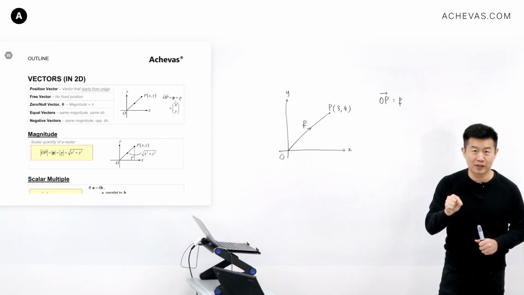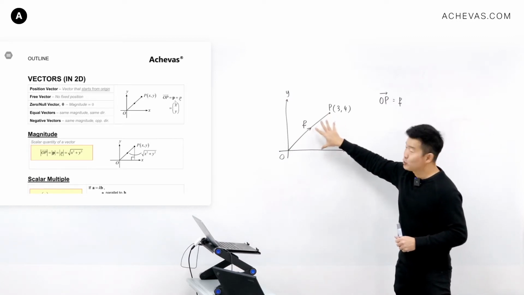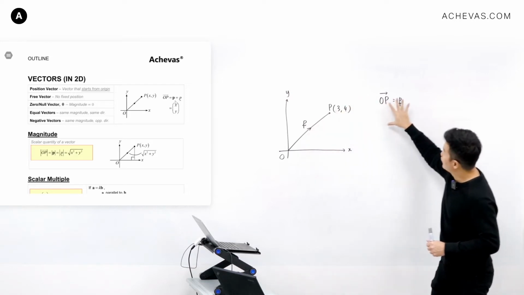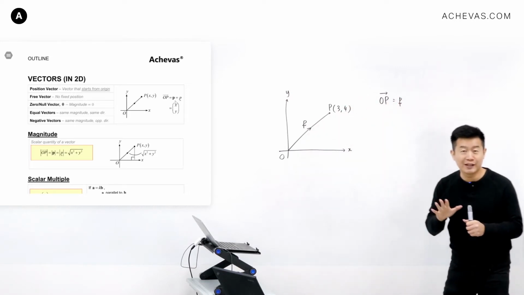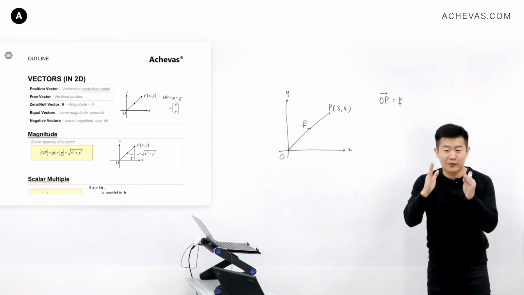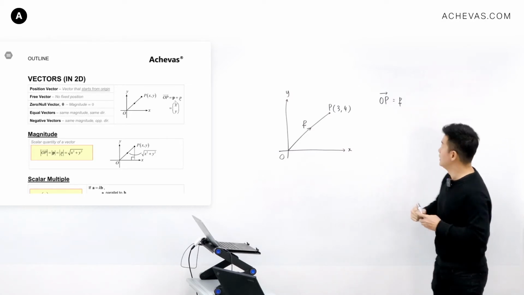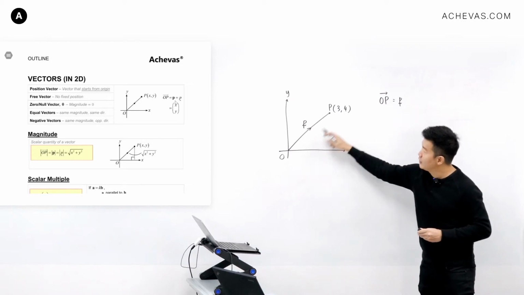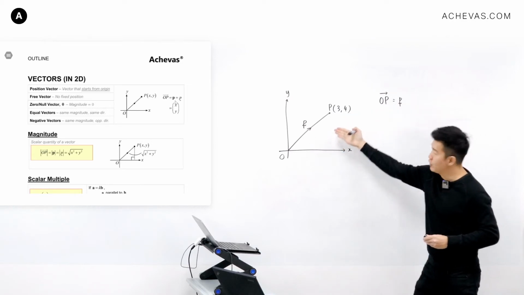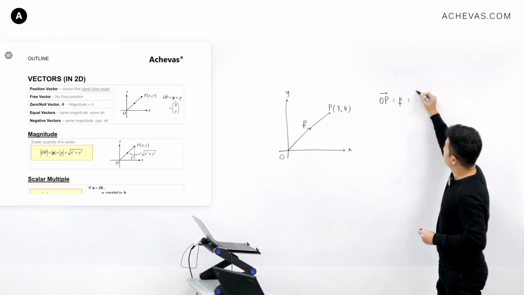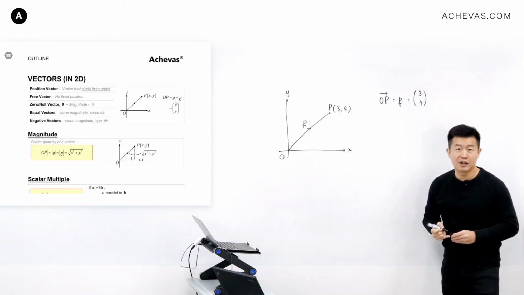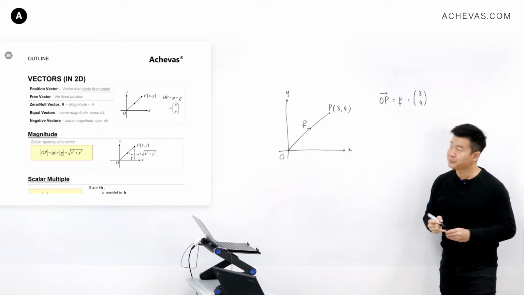So the moment you see a bolded P, a bolded letter, most likely that represents a vector quantity. And with reference to this, if we were to translate this (3, 4) into a vector quantity, we can write it in the form of a column vector. For this particular vector OP, starting from the origin, it ends here. This can also be represented in column vector form as the vector (3, 4).